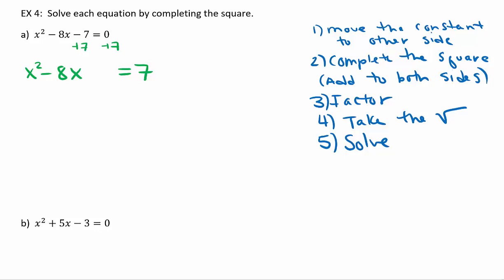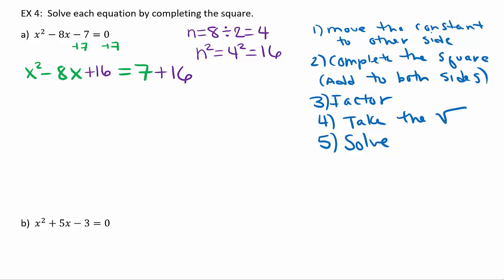That's step 2. So to complete the square, I look at the number in front of the x, and I divide it by 2. 8 divided by 2 is 4, and then I'm going to take that number and square it. So to complete the square here, I'm going to have to add 16. Now because this is an equation, I have to make sure I do the same thing to both sides. So I'm going to add 16 to both sides of my equation.